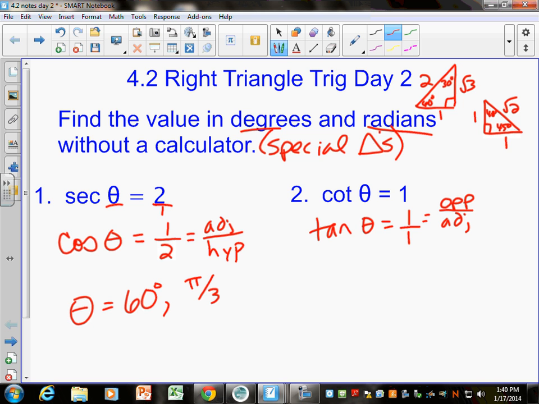Which triangle do you have to be in if the opposite and the adjacent side are both 1? So what does my angle have to be? 45 degrees. Again, could you have figured that out without writing any work if you had your triangles up there? Yes, because the only one it could be would be 45 degrees. Again, you could change that to radians. Pi over 180, 45 goes into 180 4 times, so that is pi over 4.